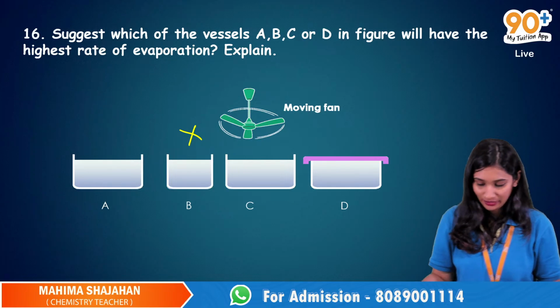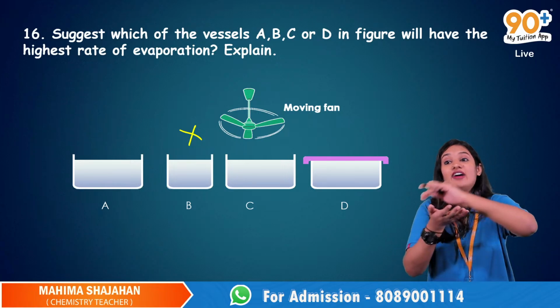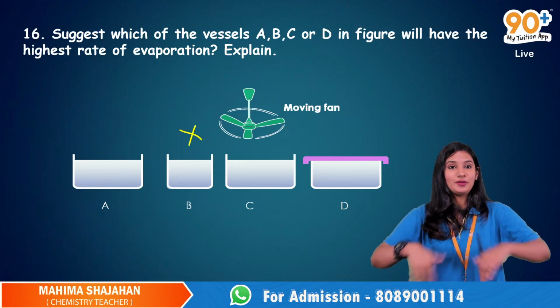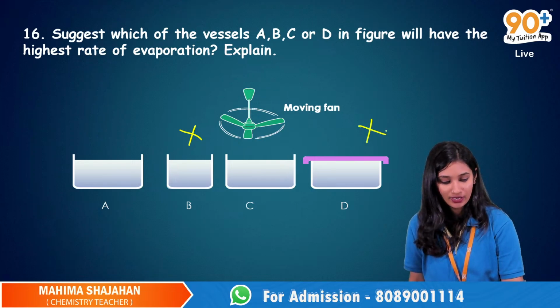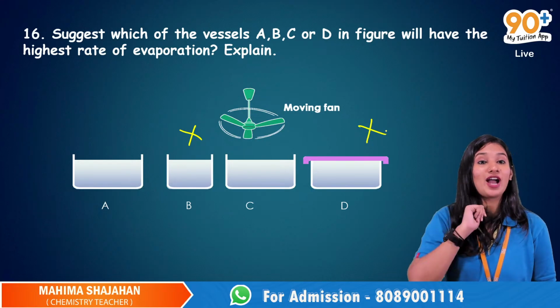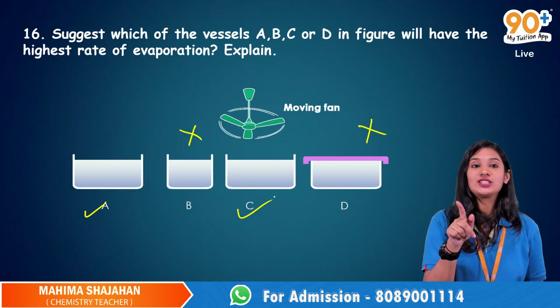Now what do we have left? We have A, C and D. What about D? D is covered. Okay, it would evaporate, but it is covered. So we can eliminate D. We are left with option A and option C.